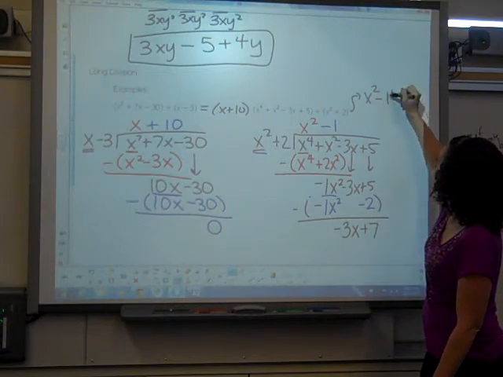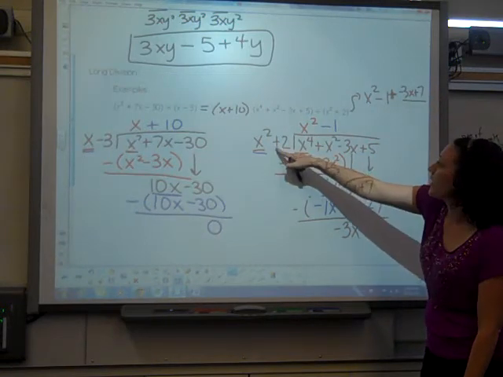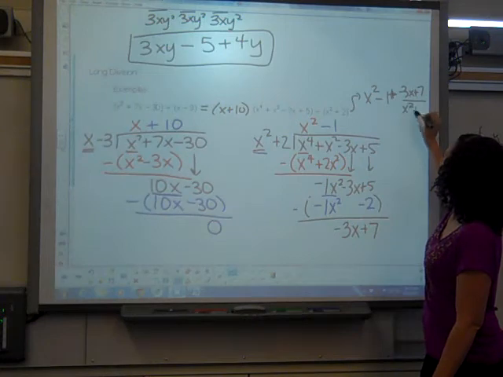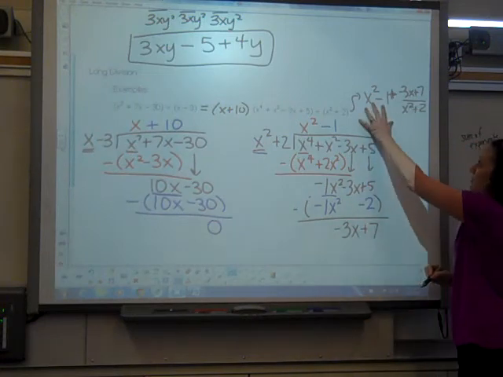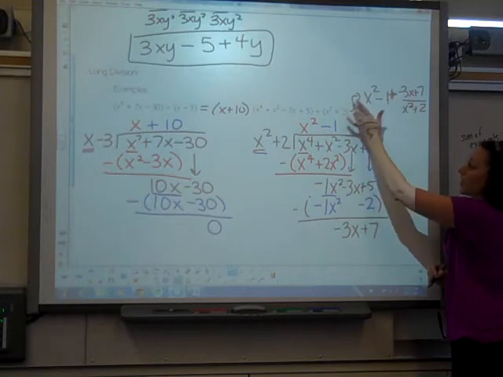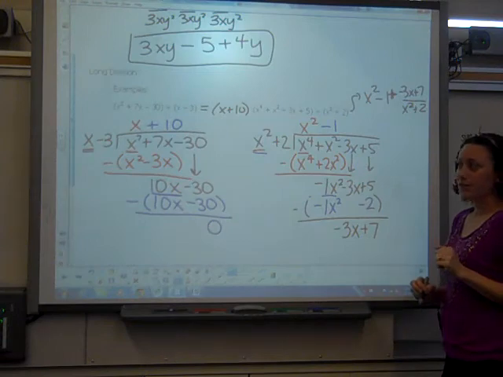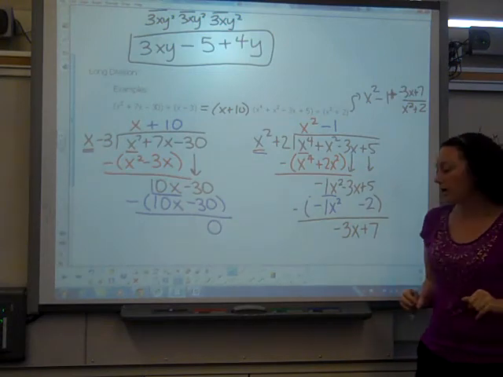So, sorry, plus my remainder here. Negative 3x plus 7 over whatever I divided by. So again, I take my answer and I add on a fraction with the remainder being my numerator and whatever I divided by being the denominator. So a lot of this should be reviewed from Algebra 1.